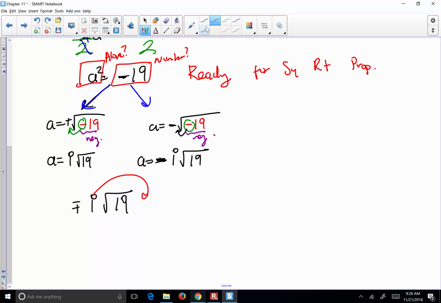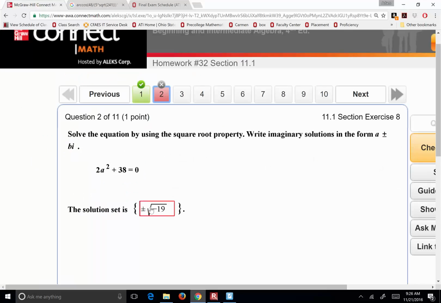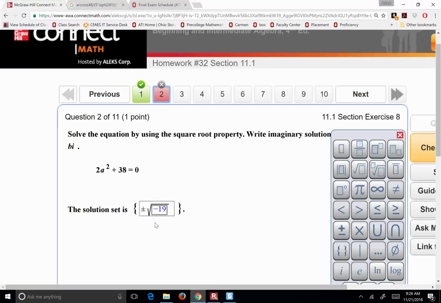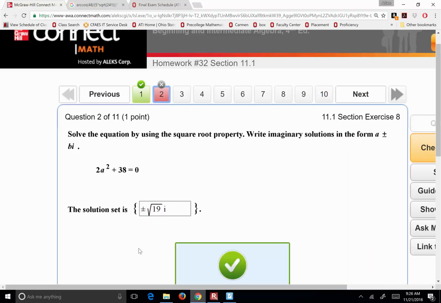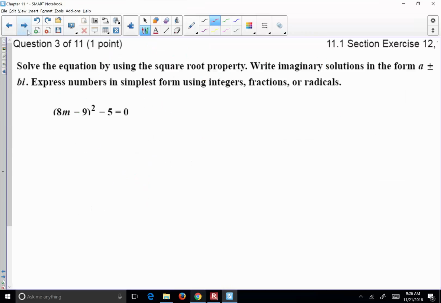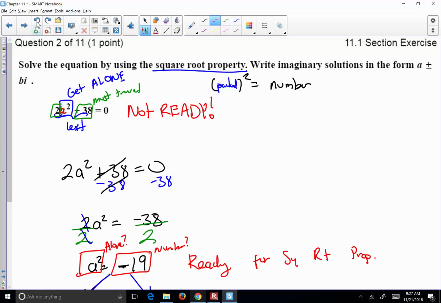Okay. So to fix this, I move minus as i out. Make sure it's out, not inside the jail. Now we're good. Can you break 19 and save somebody from jail? No, 19 is a prime number. It's not factorable. Okay. Ready for the next question?